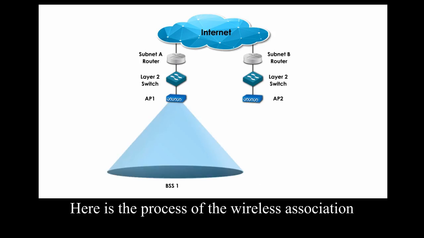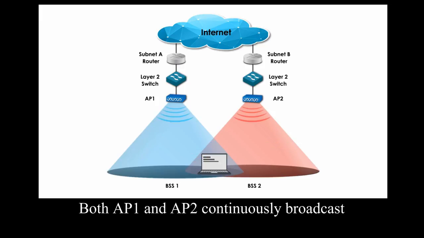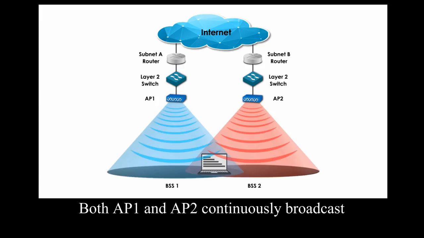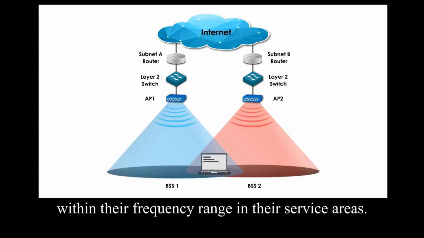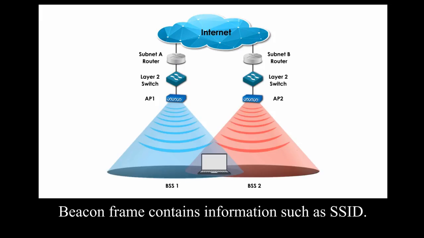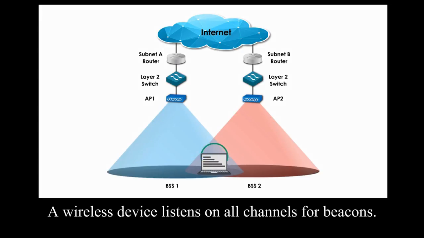Here is the process of wireless association with the passive scanning method. Again, we will skip authentication and encryption steps just to focus on the scanning process for the association. Here we are. Both AP1 and AP2 continuously broadcast their beacons to all available channels within the frequency range in their service areas. The beacon frame contains information such as SSID. This is step 1. A wireless device listens on all channels for beacons.